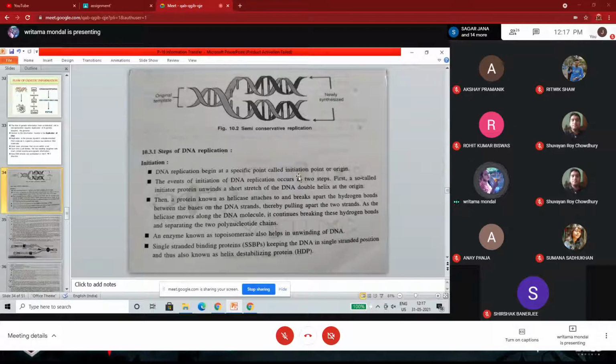You have to take origin or initiation point. You have to see what is in the options: initiation point or origin. So mainly origin only. So it is starting from origin.